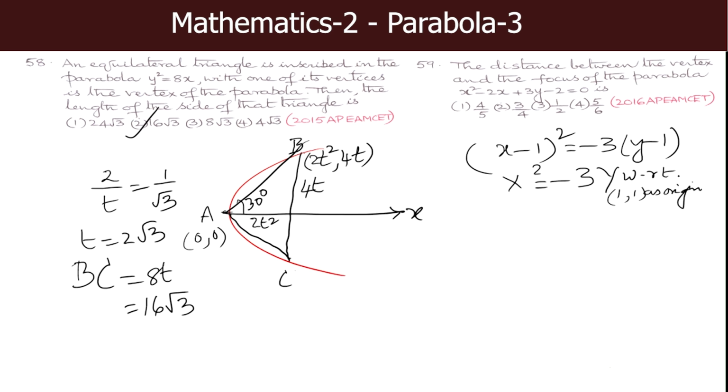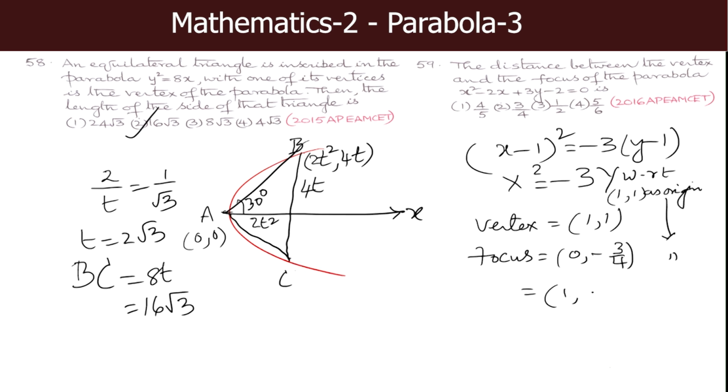And what is the vertex? Vertex for this is (0, 0), that means (1, 1) in the given coordinate system. What is the focus? It is (0, −a), so a means 3 by 4. With respect to (1, 1) as origin, it is (1, 1 − 3/4) = (1, 1/4). Is it all right? So, this is the vertex and this is the focus in the given coordinate system. And therefore, what is the distance between these two? That is 1 − 1/4, which is 3 by 4.